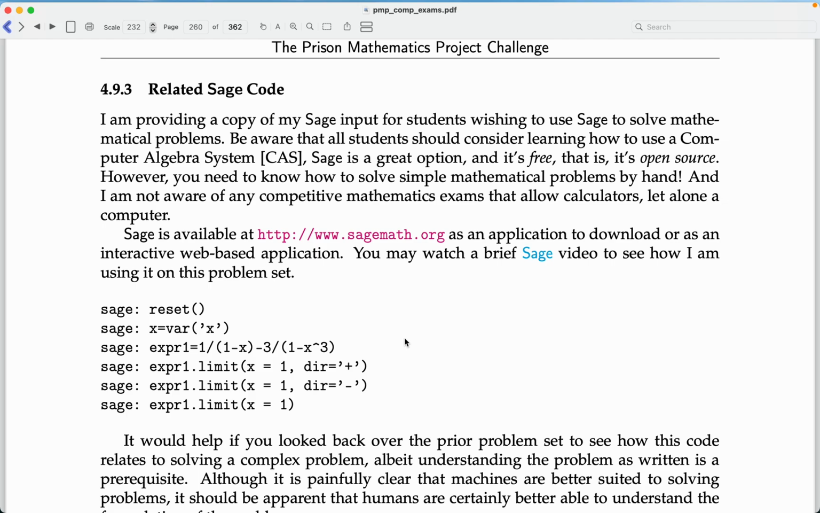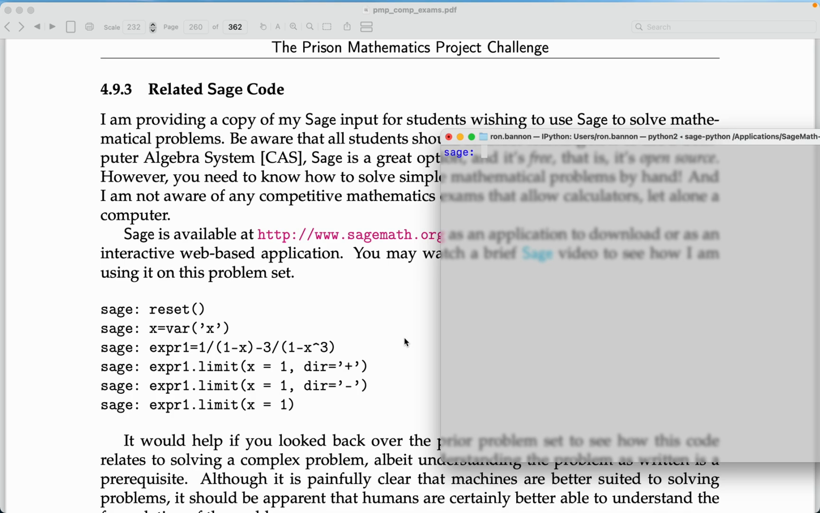We're in section 4.9.3, related stage code. So I'm going to go back to my terminal session and type in the commands: reset, x is a variable. I know it's rather repetitive. Like most tools, it is repetitive. All right? It's what you do with your tools that matters, by the way.